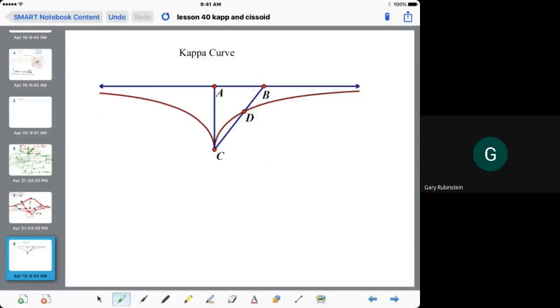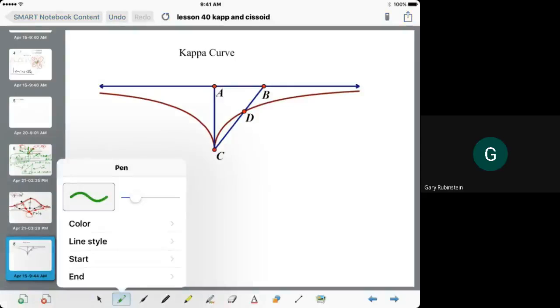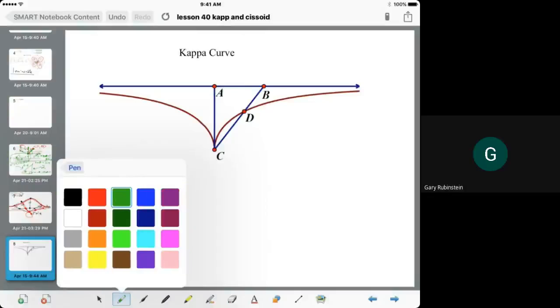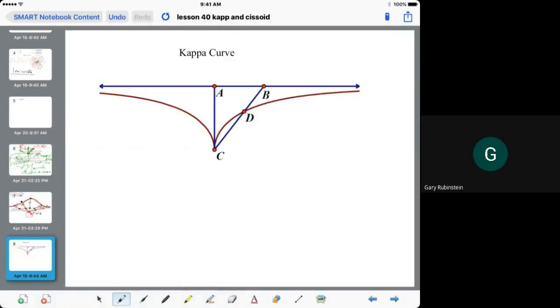So here's a curve that's called the Kappa curve. It is the red curve in the picture that you're looking at. Let me explain the properties of the Kappa curve. The way the Kappa curve works is you have a line and a point, which is point C. And let's see if I have this right. Hold on a second. I got it. It's been a while.